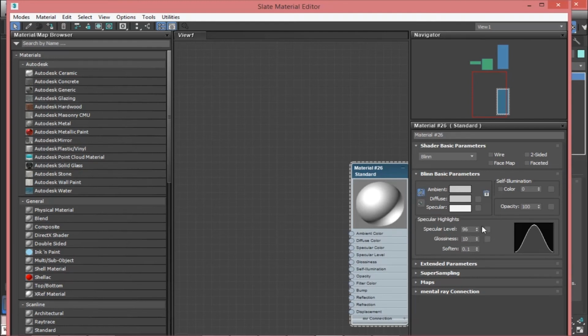Now the glossiness is kind of like the focus, the sharpness. How sharp is the specularity? So when it gets really high, the specularity gets focused like a laser. But when it's really low, it blurs out, blends out.